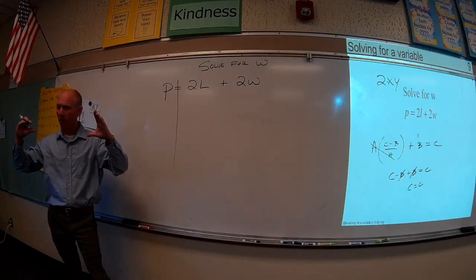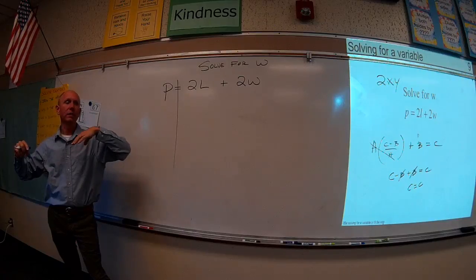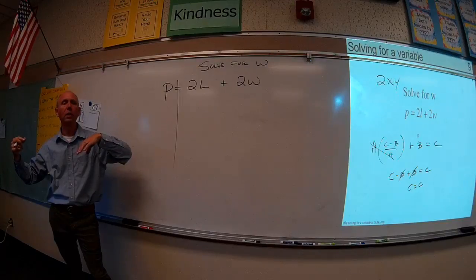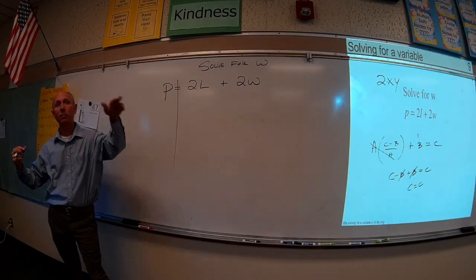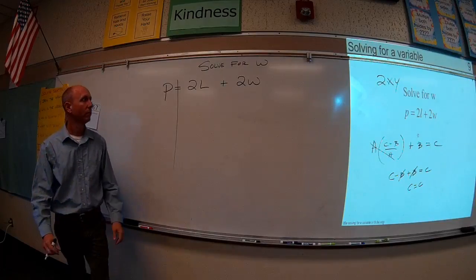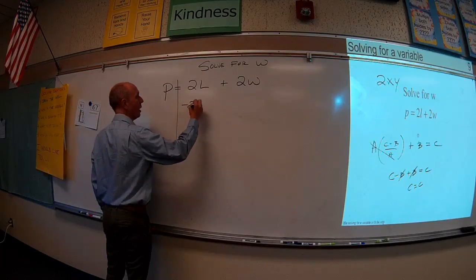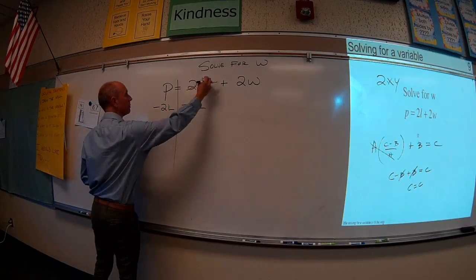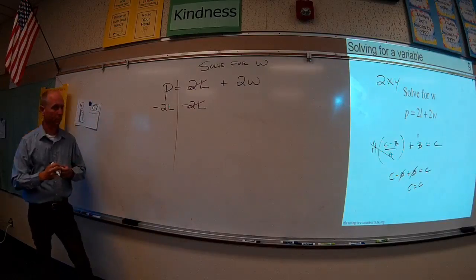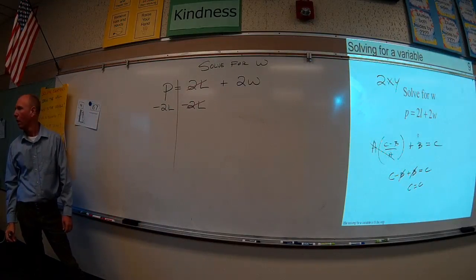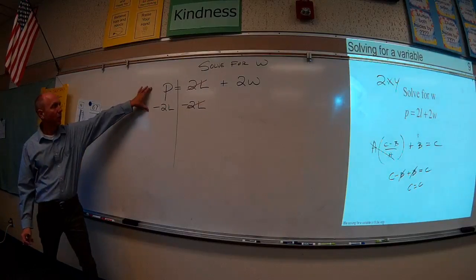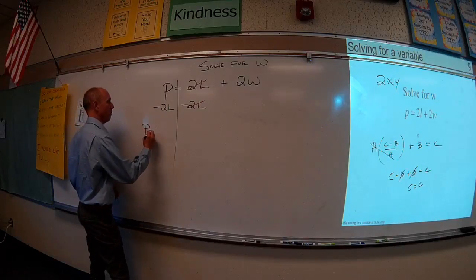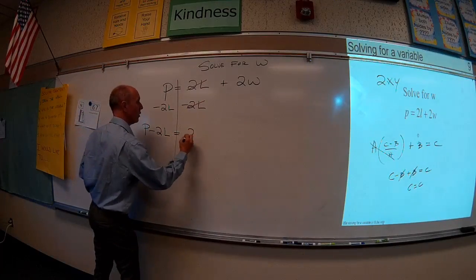Remember our flow chart? Usually it was distribution, combining terms, so maybe the flow doesn't work here. But then we usually do an add, subtract step and then a multiply, divide step. Okay, Chris. Subtract 2L. Good, so I'm going to subtract 2L from both sides. Minus 2L, minus 2L. So what does that leave me with right here? P minus 2L. Perfect. It leaves me with P minus 2L equals 2W.